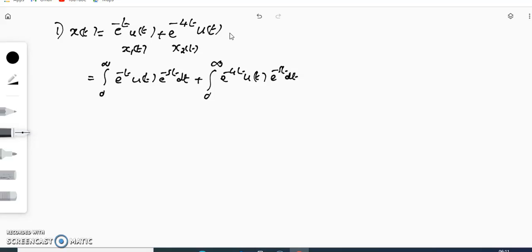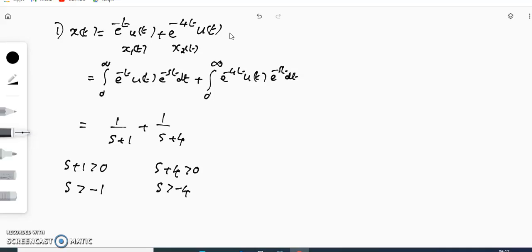Now when it solves, it will become 1 by s plus 1 plus 1 by s plus 4. Okay, solve these two separately, you will get 1 divided by s plus 1 plus 1 divided by s plus 4. Now how do you find the ROC? Okay, so take the first equation, the denominator s plus 1 greater than 0. You will get s greater than minus 1. Solve the second equation, s plus 4 greater than 0. You will get s greater than minus 4.